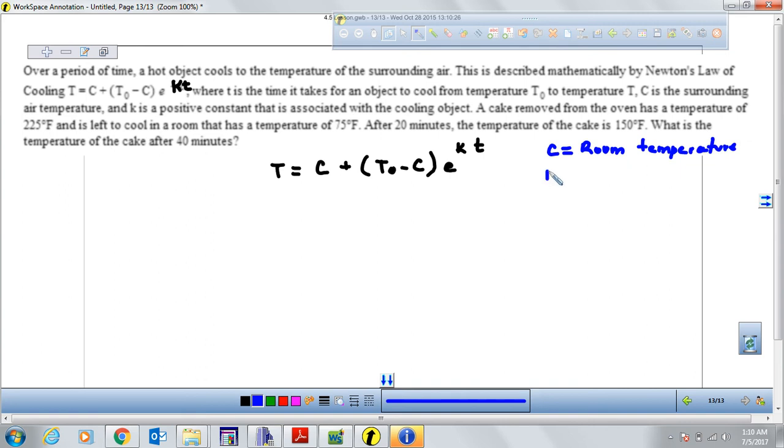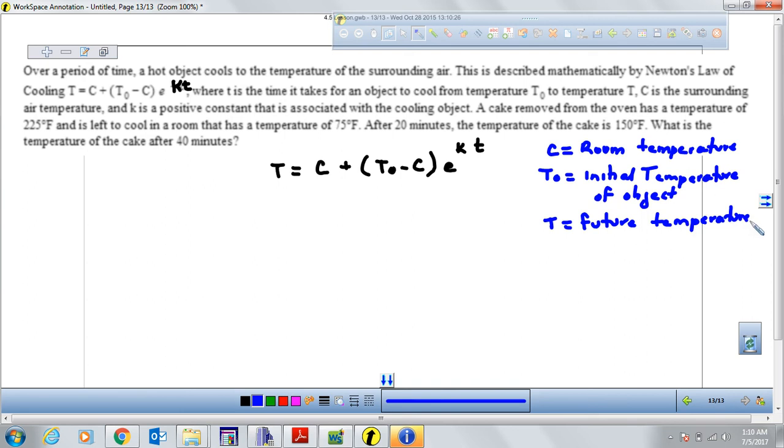T sub 0 represents the initial temperature of whatever object. And the T on the left side is going to be the future temperature. And of course, we already know what the other two variables are. K represents the rate, and T represents the time. Those stay the same.